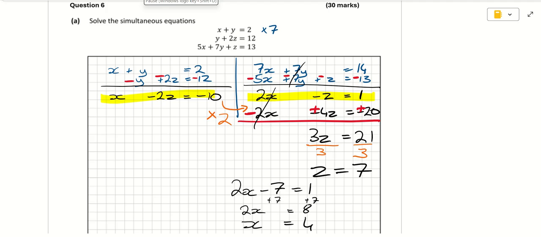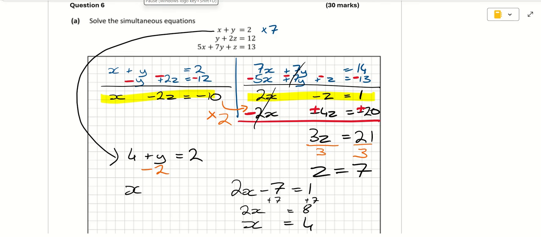Lovely. And let's just use this for our x. Sorry, we've got x and z. We need to use our x and y one. Let's use this one here. So we've got 4 plus y equals 2. But obviously 4 minus 2 equals 2. So that means that y equals minus 2.